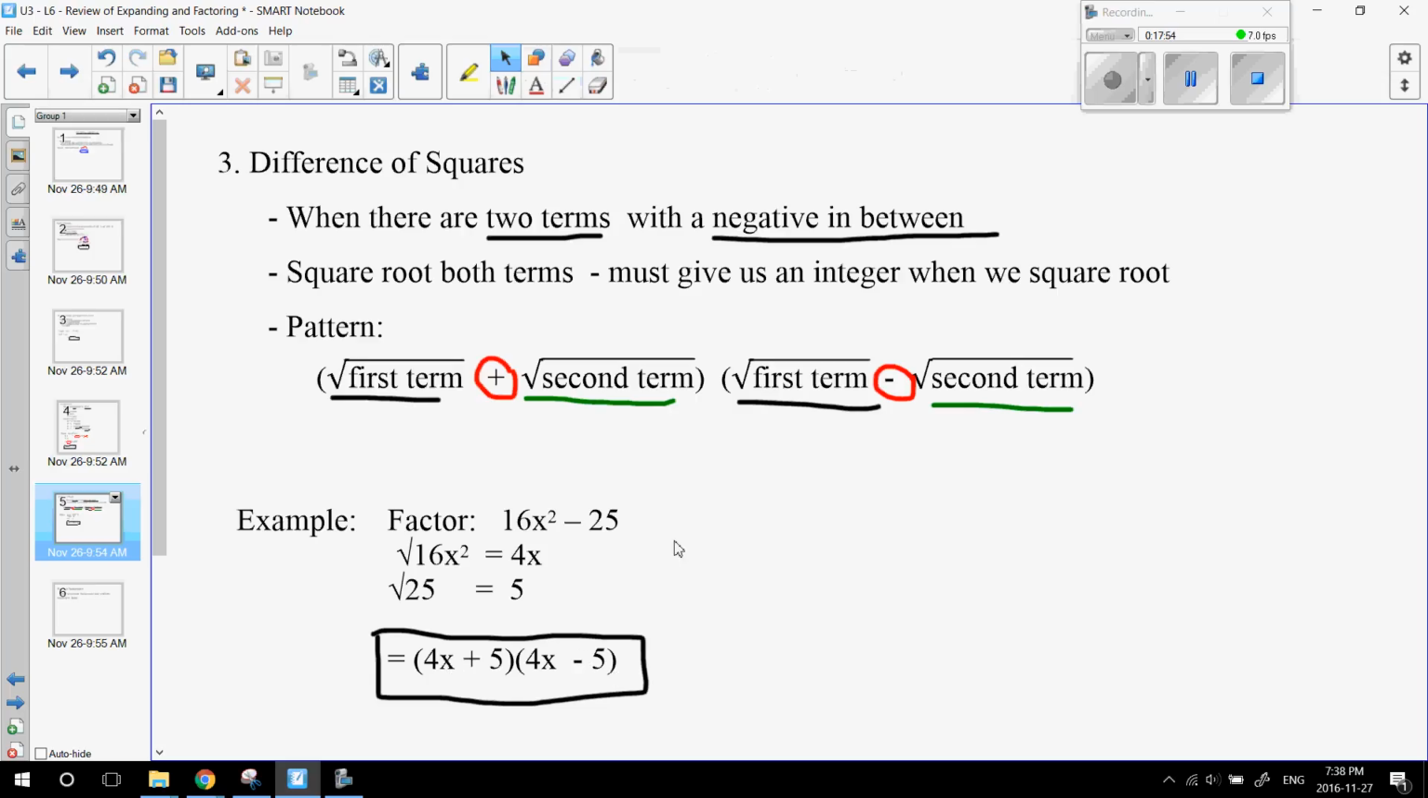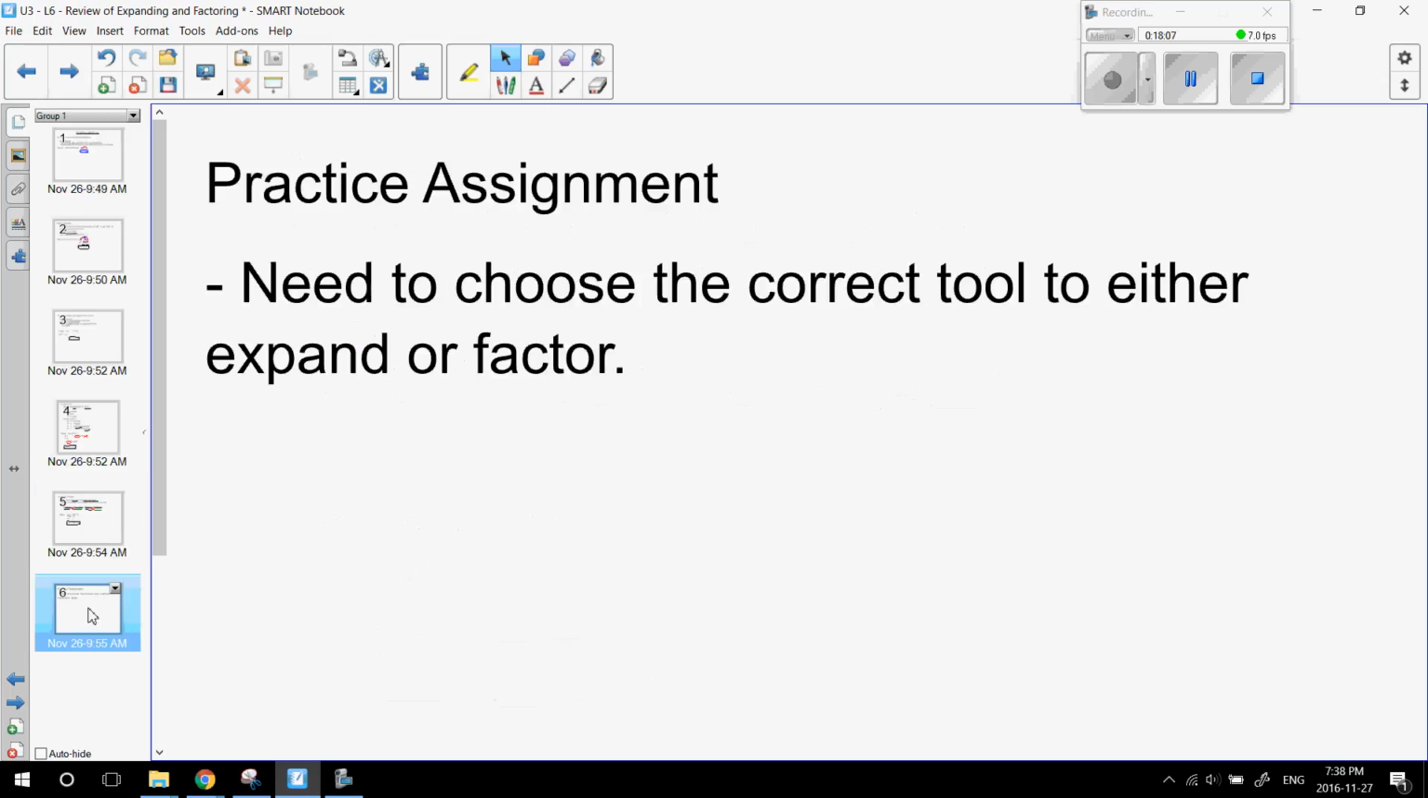So now we've reviewed the two different types of expanding and the three different types of factoring. On the practice assignment that you're going to be working on, so I'm just going to move on to the next slide, so please pause it if there's still people writing. The practice assignment that you're going to be working on, I break it up between expanding and factoring, but I don't tell you which type of expanding or which type of factoring that you need to use. So this is where you need to look over all these different key summaries that we just did in this lesson and decide which one to apply.